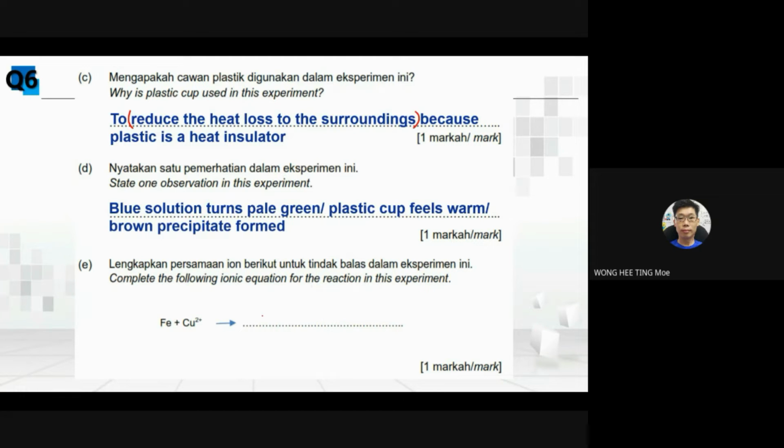Why does it turn to green? This is blue, copper 2 is blue in color, so it forms a green solution here. Then this is a brown solid. Normally for this one, the iron won't change to iron 3, it will change to iron 2.